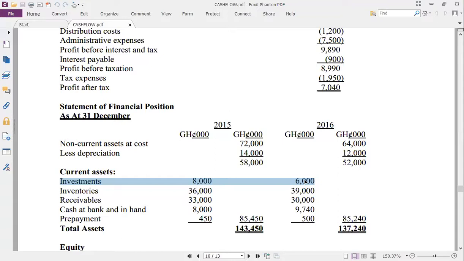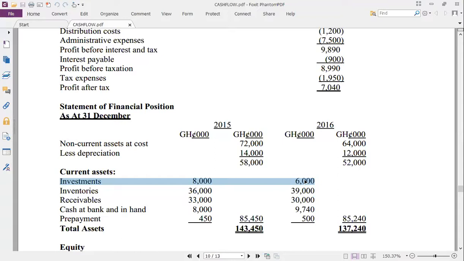Then you go to your inventories. If you are using the indirect method, you compare the opening balance to the closing balance to know the movement. However, if you are using the direct method, cash received from what? Customers, the three steps: cash received, opening balance of the receivable, then add sales to it, less closing balance. That's all, it gives you the cash received.